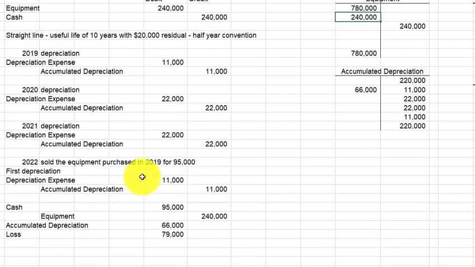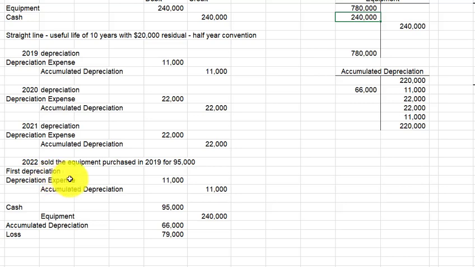Then we sold this equipment. For whatever reason, it's not useful for us anymore, so we decided to get rid of it. We sold it for $95,000. But before we can record the sale, we need to take depreciation for the part of 2022 that we owned it. And again, we're assuming a half year.